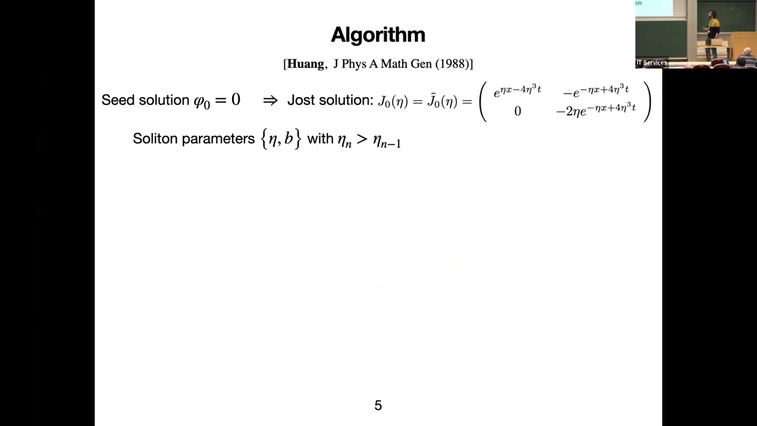So to do so, we follow an algorithm from 88 by Wang. And our starting point, our initial condition from which we start piling up the different solitons, is the void solution. And we use this kind of seed solution because it's simple and we know everything about it. When I say we know everything about it, I mean we can write explicitly the Jost solution. And so starting from this point, we can actually add the different solitons.